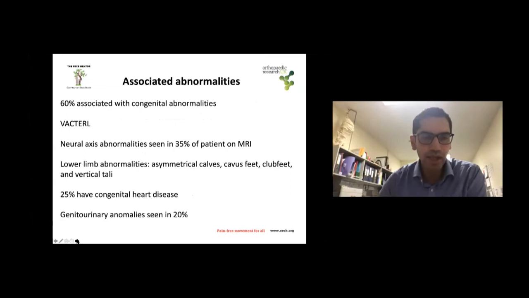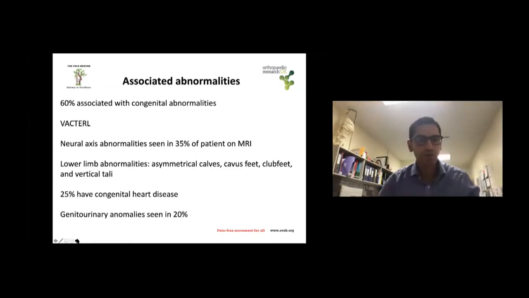Neural axis abnormalities are seen quite often on an MRI scan, so these patients should have MRI scans. Also watch out for the lower limb abnormalities, which can be diverse, from asymmetric calves to cavus feet, to club feet, to vertical tali. Also, a proportion of them will have congenital problems and genitourinary problems also.